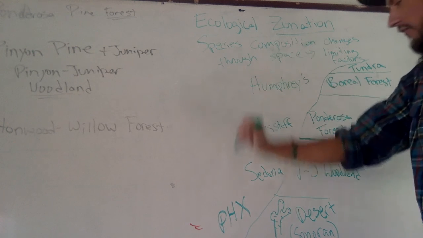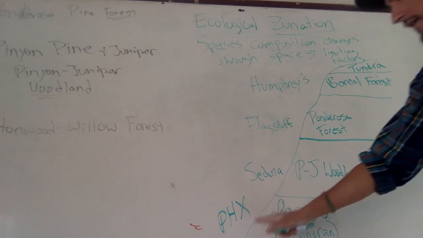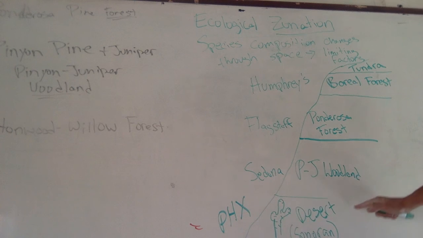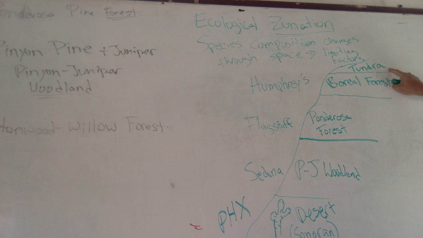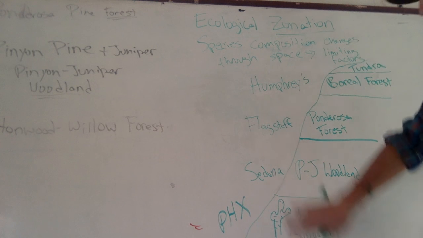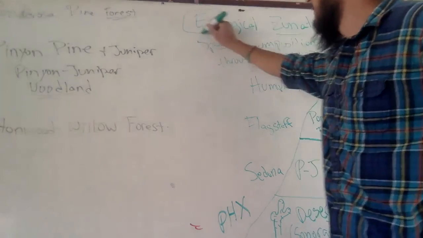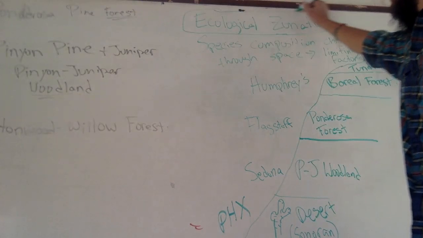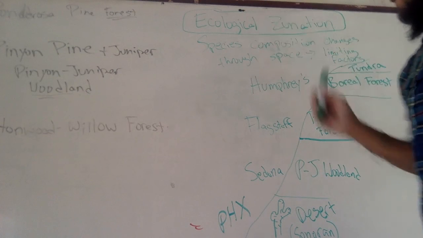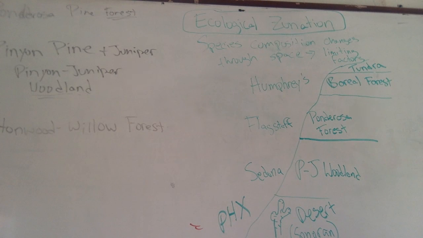So in just a few hundred miles, we've gone from a desert ecosystem all the way through temperate forests to boreal forests and into a tundra. So thousands of miles of different ecosystems we can see just on one mountain here in Arizona. And that's a perfect example of ecological zonation. Each of those species is living in an area that is best suited for them based on those different limiting factors.